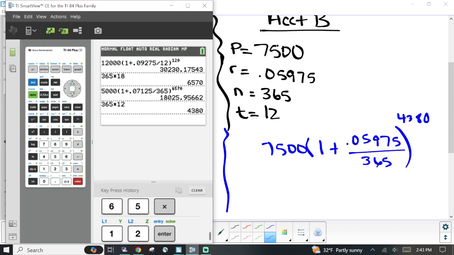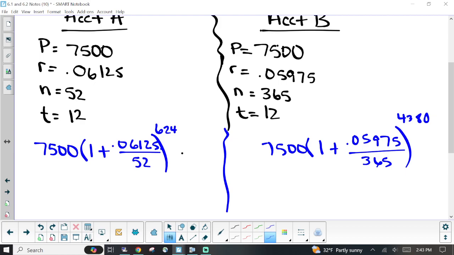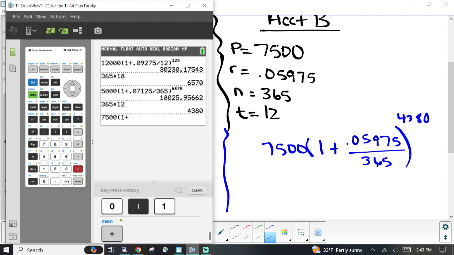So typing this guy in, 7,500 times 1 plus, I don't remember the interest rate, 0.06125 divided by 52, all of that should have the exponent 624.